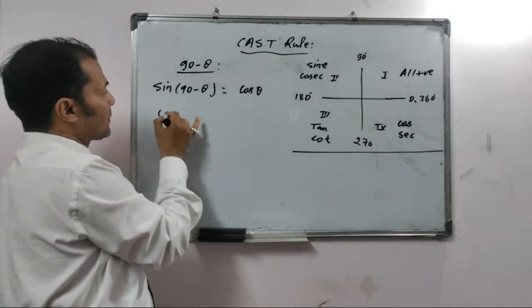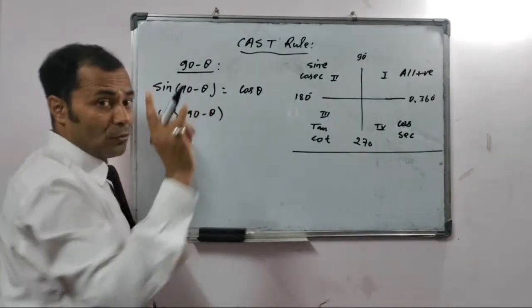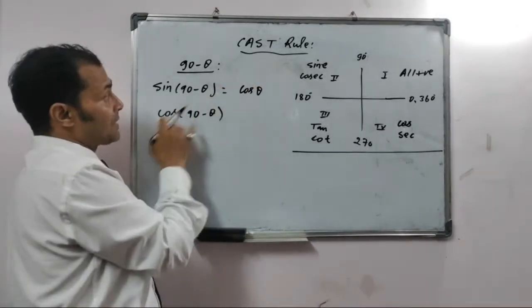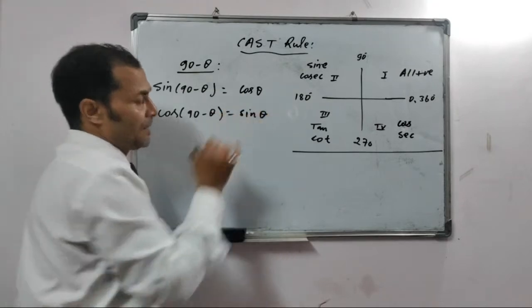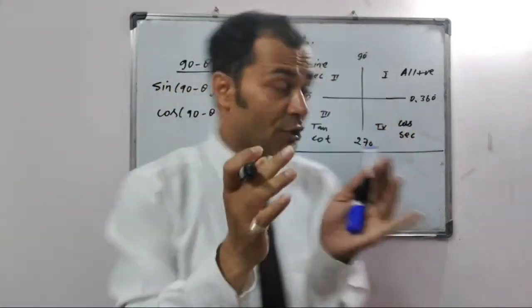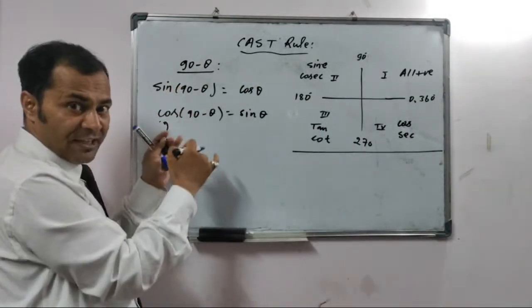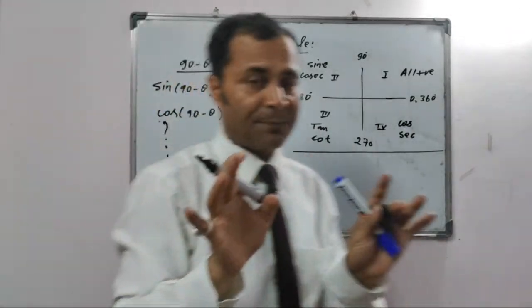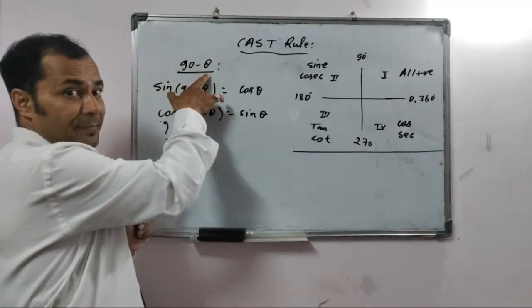Now what about cos 90 minus theta? Same. I told you in rule number 1, sine will change into cos and cos will change into sine theta. So just according to this, find all the ratios: sine, cos, tan, sec, cosec, cot, all the ratios by yourself, so that you will get the idea. So this is for 90 minus theta.